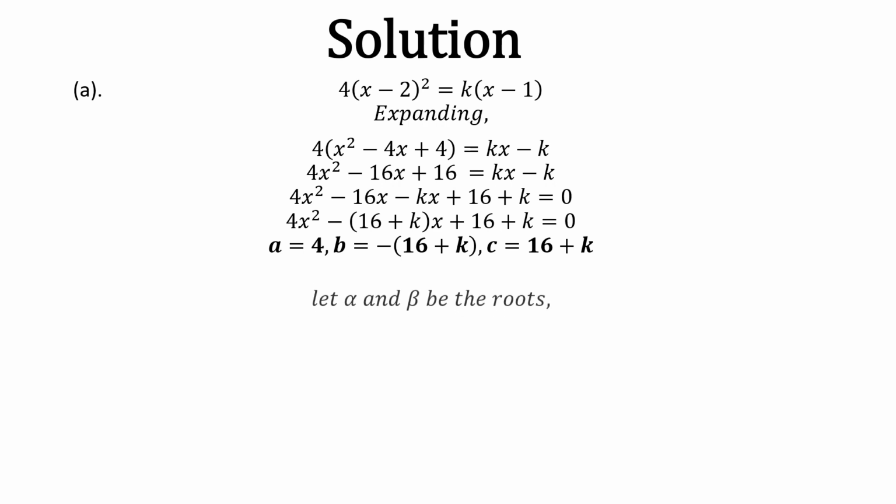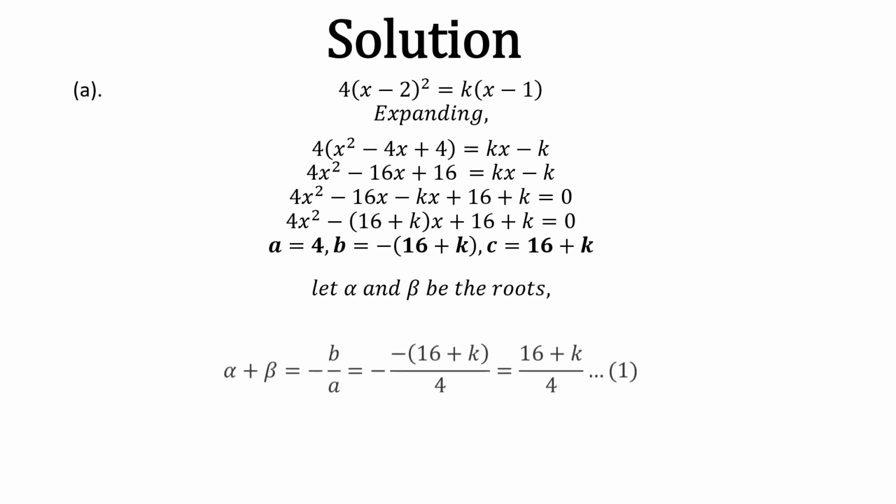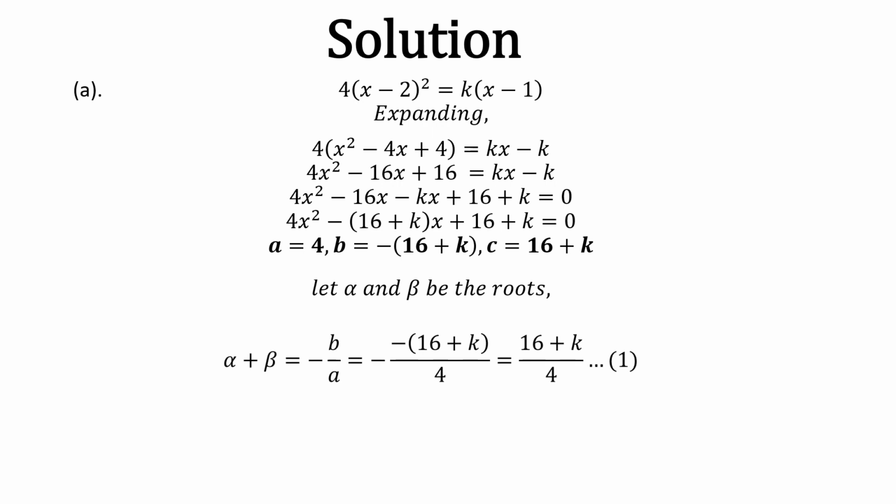Okay, let alpha and beta be the roots. For part a, the question was to show that the sum is equal to the product. So first of all, let's find alpha plus beta. We know alpha plus beta is equal to −b over a. We have b to be −(16 + k) and our a value is 4. So minus minus gives positive, and this is what we get: (16 + k) over 4. Let's name it equation 1.